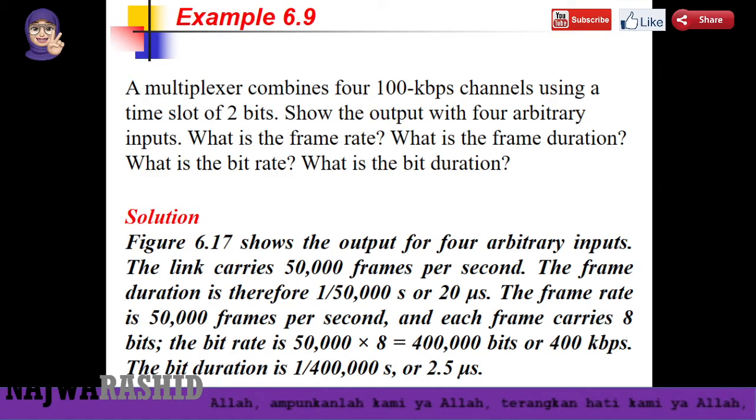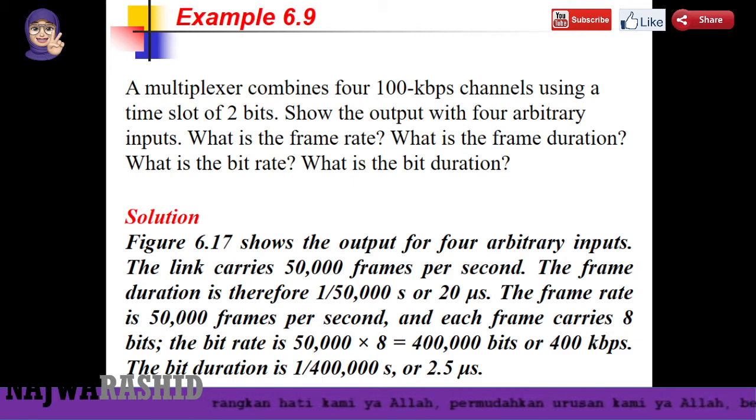Okay, the next example. A multiplexer combines 400 kilobit per second channels using a time slot with 2 bits. So we want to multiplex 2 bits. Show the output with 4 arbitrary inputs. What is the frame rate? What is the frame duration? The bit rate and the bit duration.